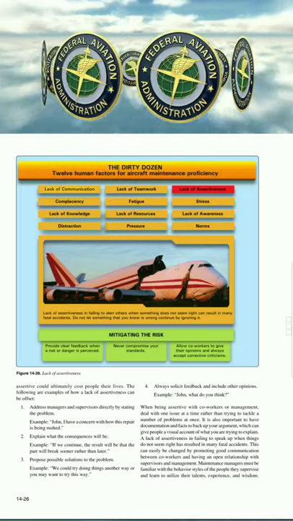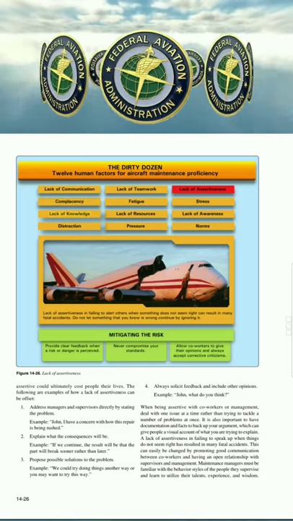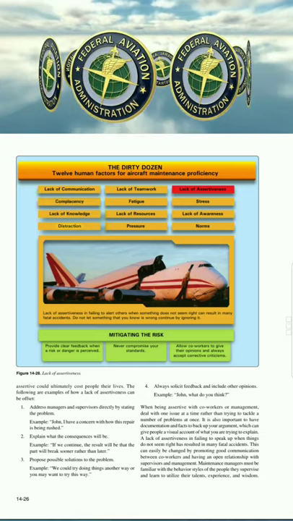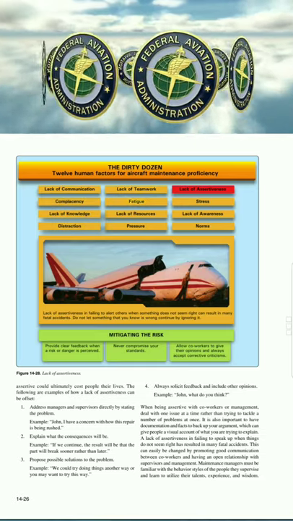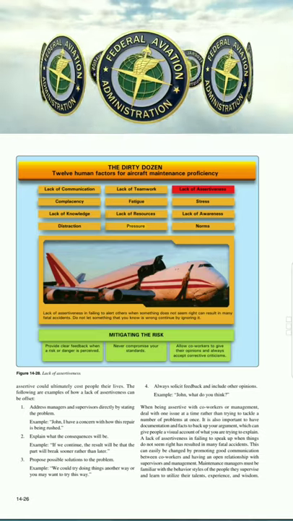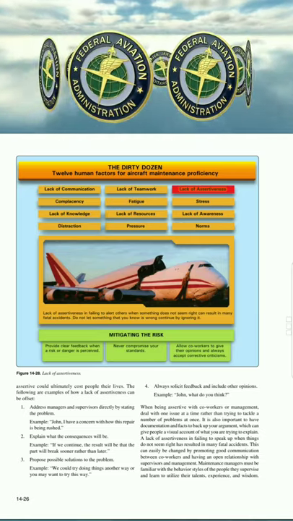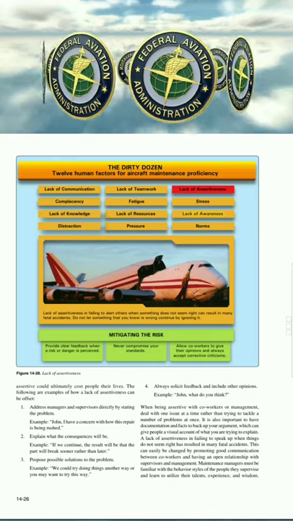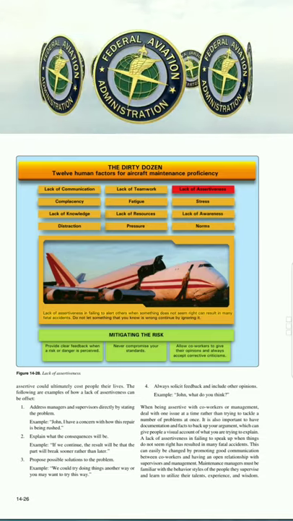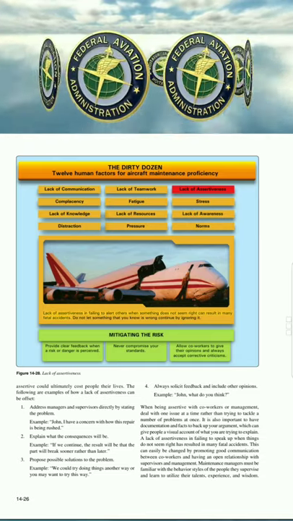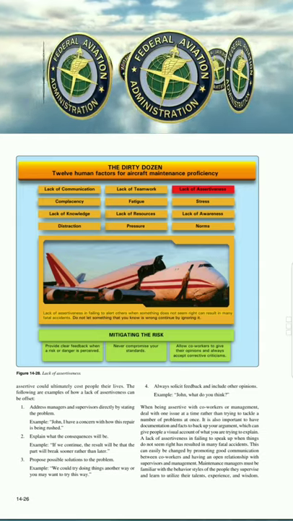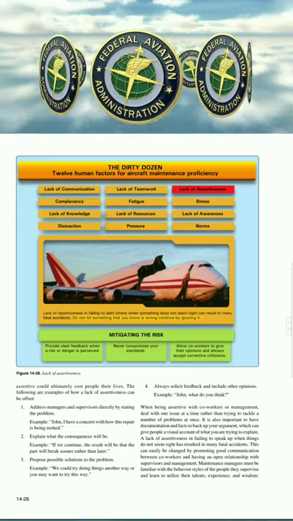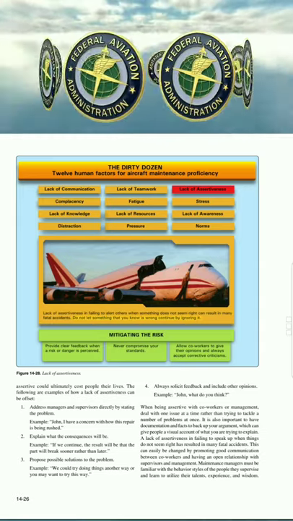The Dirty Dozen: 12 Human Factors for Aircraft Maintenance Proficiency. Lack of communication. Complacency. Lack of knowledge. Distraction. Lack of teamwork. Fatigue. Lack of resources. Pressure. Lack of assertiveness. Stress. Lack of awareness. Norms. Lack of assertiveness in failing to alert others when something does not seem right can result in many fatal accidents. Do not let something that you know is wrong continue by ignoring it.